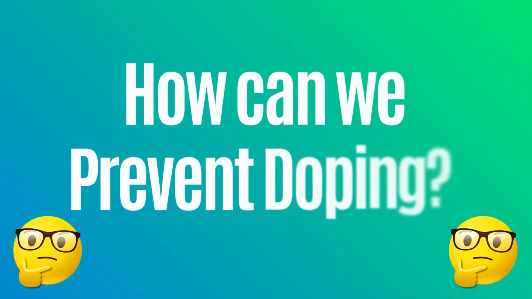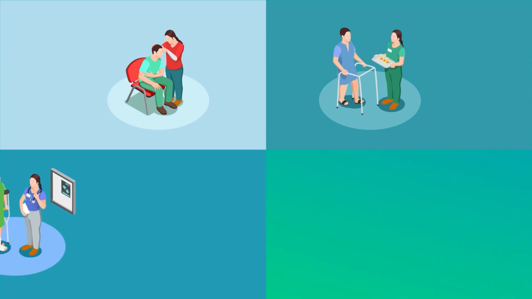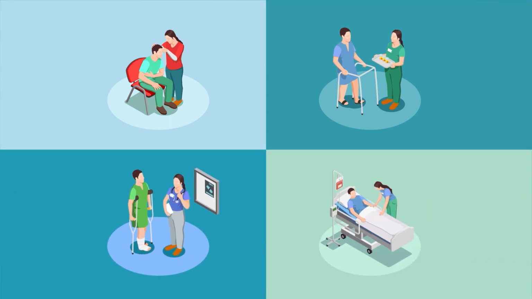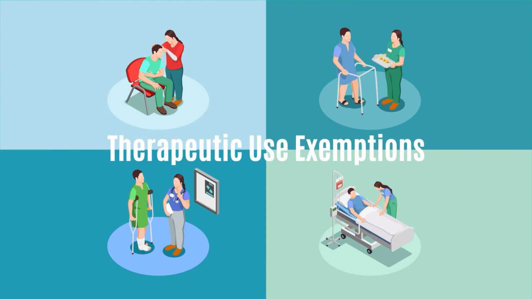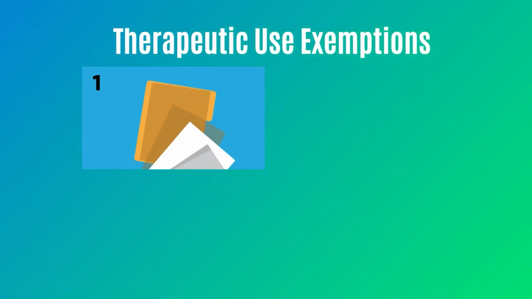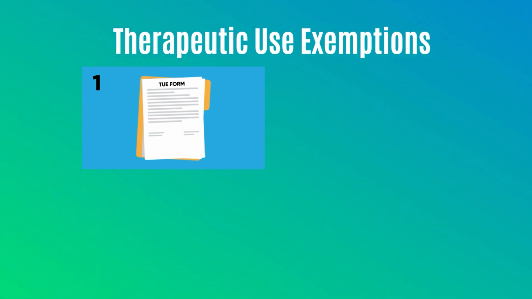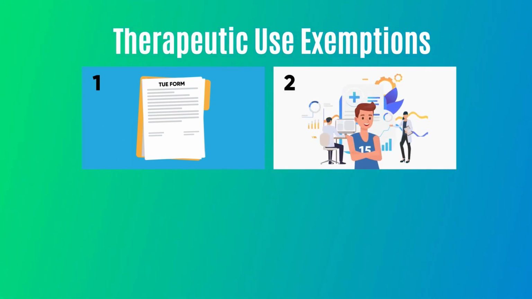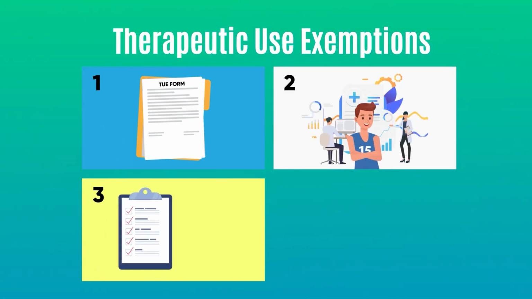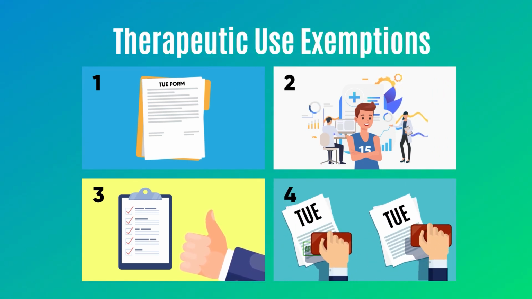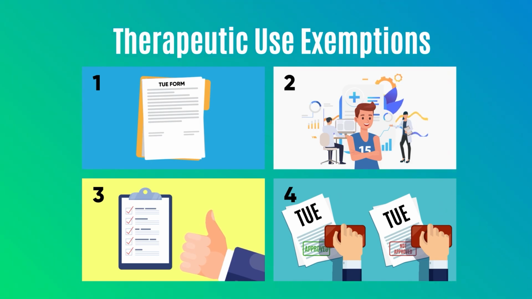How can we prevent doping? Athletes may need to take medicines for sickness or medical treatment. An athlete may be permitted to take a prohibited substance with a specific condition in the form of therapeutic use exemptions. 1. Requesting a TUE form. 2. Must be completed by a physician and athlete. 3. Form will be reviewed by TUE specialists. 4. Anti-doping agencies will say use or not to use.